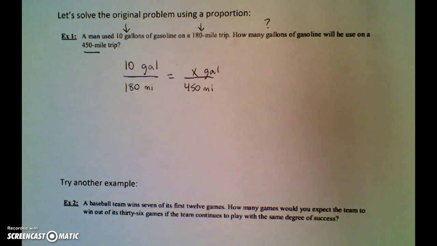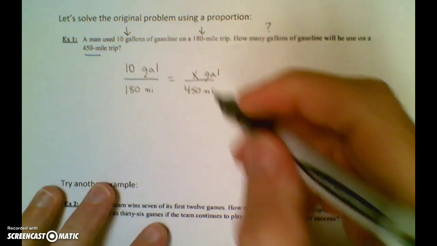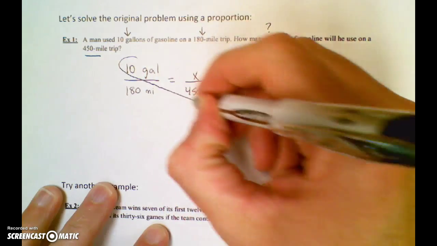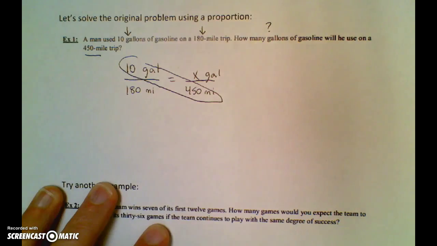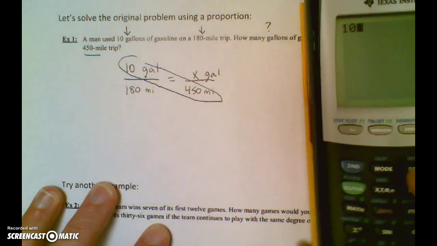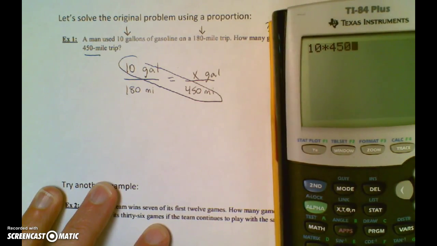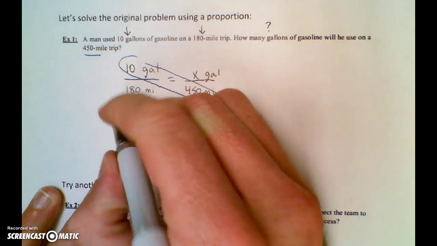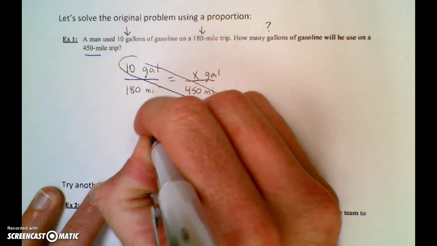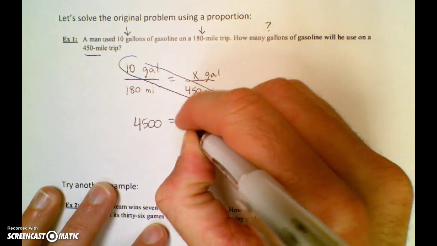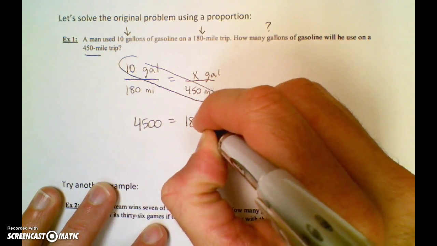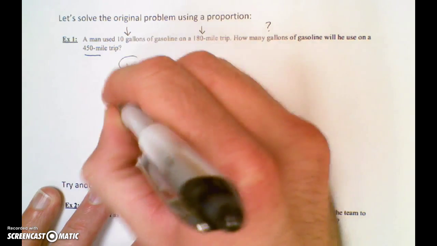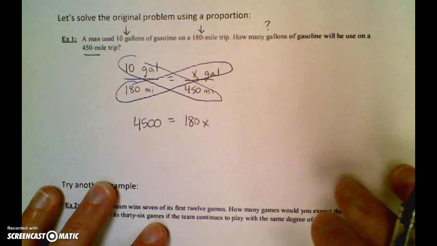So now this is just a proportion. So now we can just cross multiply and solve like we learned yesterday. So the two values I'm multiplying are 10 times 450. So using my calculator, 10 times 450 is 4,500. I'm not going to be concerned about the units at this point. And then 180x, because 180 times x is 180x.